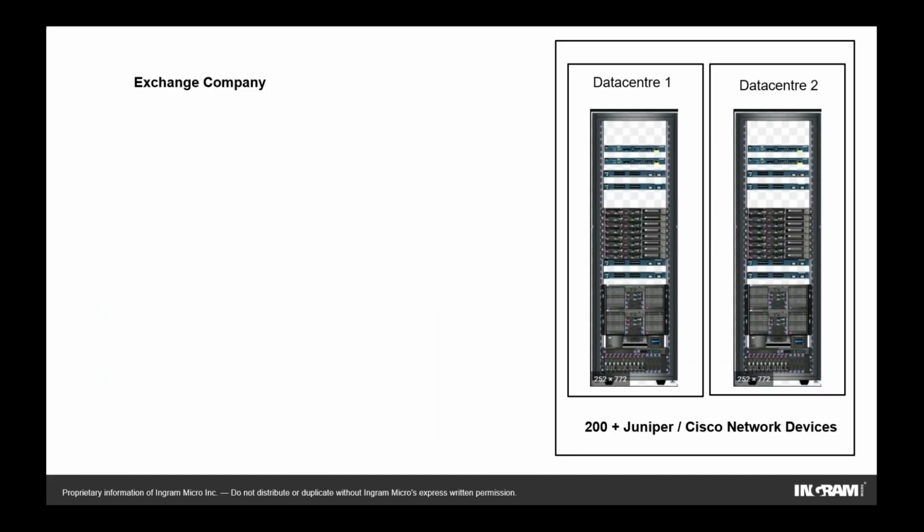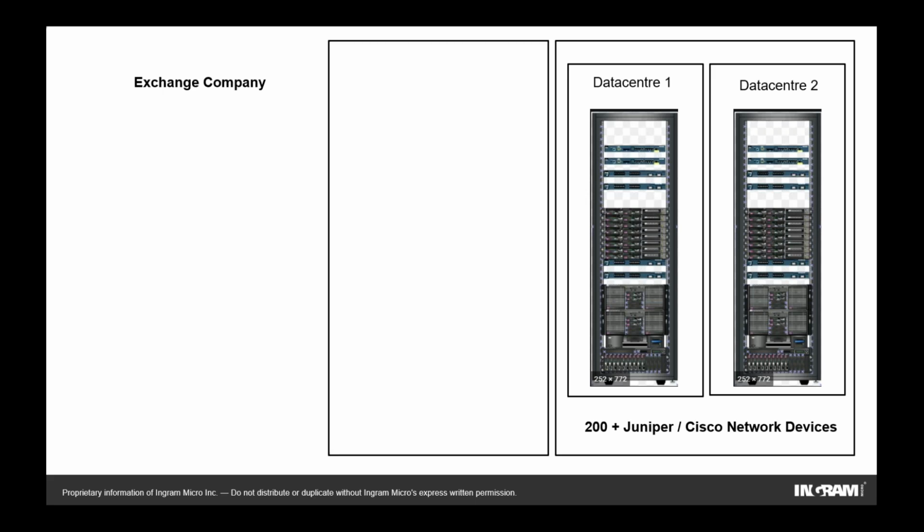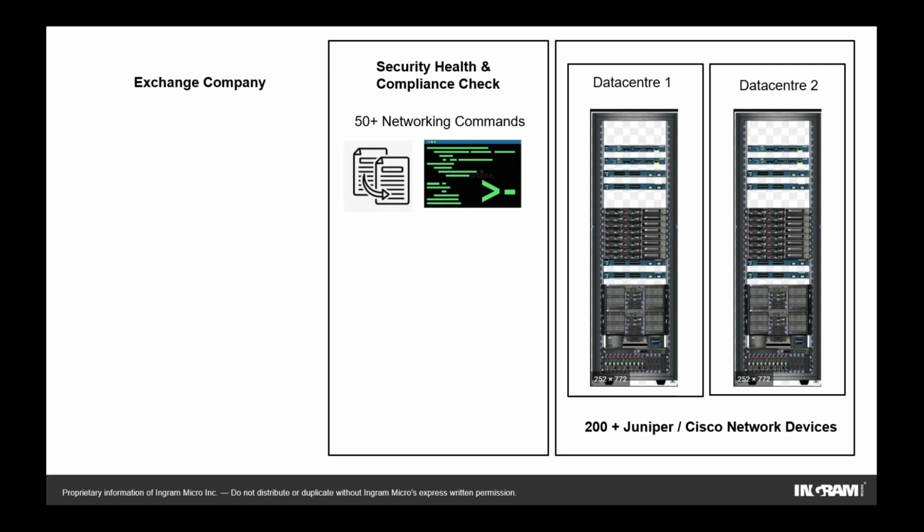The third success story I want to go through with you is the networking device scenario. This is one of the exchange companies based in China. They have a data center here in Singapore. They had around 200 plus Juniper and Cisco networking devices, and they have a standard practice called the security health and compliance check. To do this, they shortlisted around 50 plus networking commands. Basically, they have to execute them, and based on the output, look through the health of the devices.